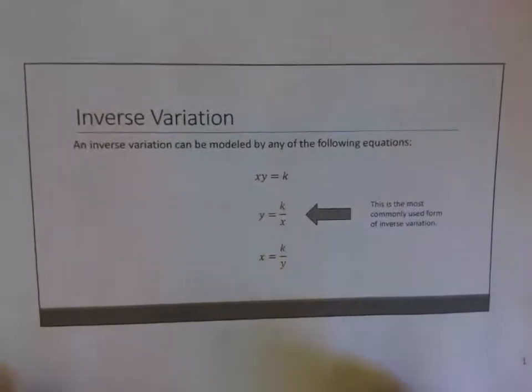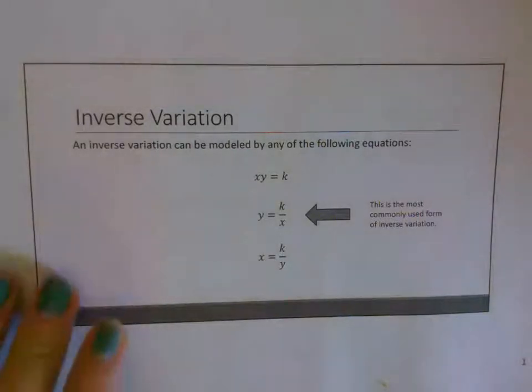We're going to look at inverse variation first. So an inverse variation can be modeled by any of these equations. The middle one there, y equals k over x, is the one that is most commonly going to be used. And when something says that it's an inverse, I'm going to write it as y equals k over x. So whereas direct was that constant of variation being multiplied by x, now it's being divided by x. That's the only difference, it's dividing instead of multiplying.